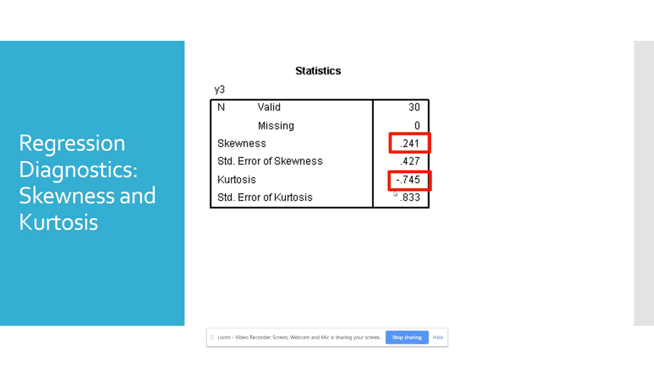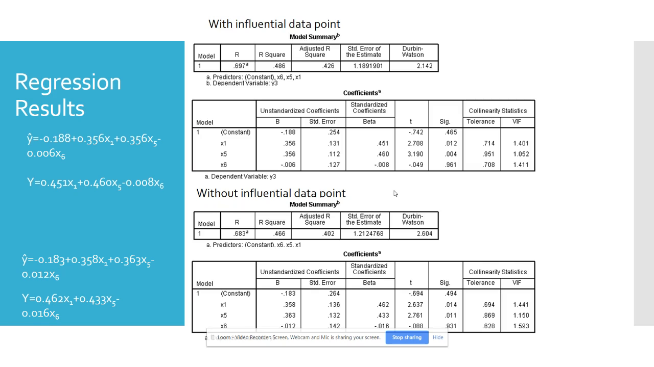So once we check all of those assumptions, we can look at the regression results, which, since we did violate multicollinearity, something's probably up. So here are the regression results for Y3 with the predictors X6, X5, and X1. And then this is with the influential data point, and these ones are without the influential data point. So for parameter estimation, we want to look at the B values, and the B values estimate the unique variance among the predictors, and it gives us how much variance is explained by each of the predictors.